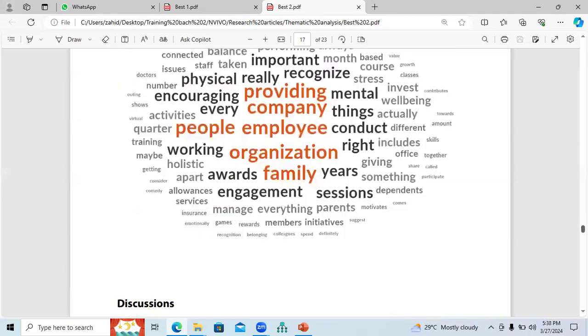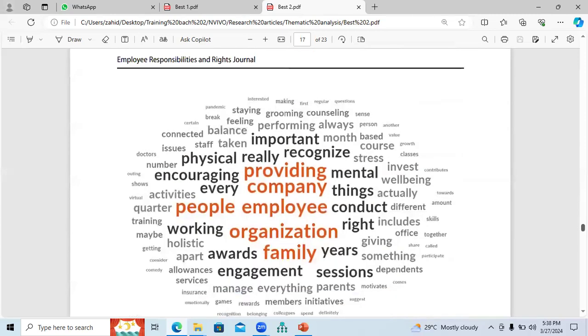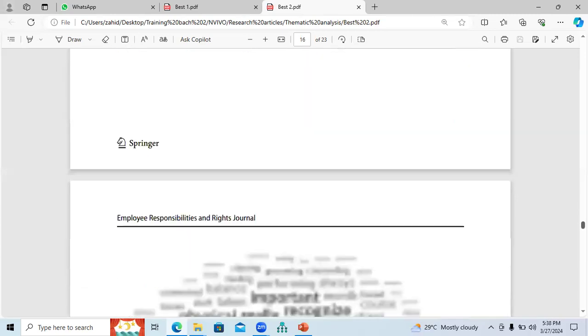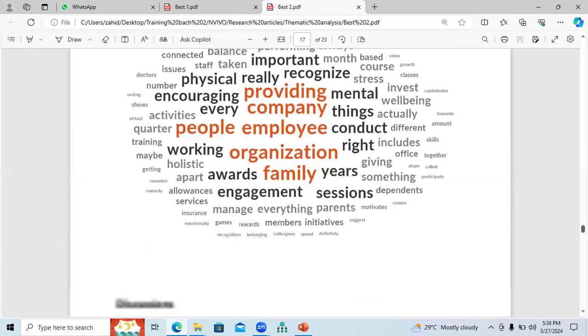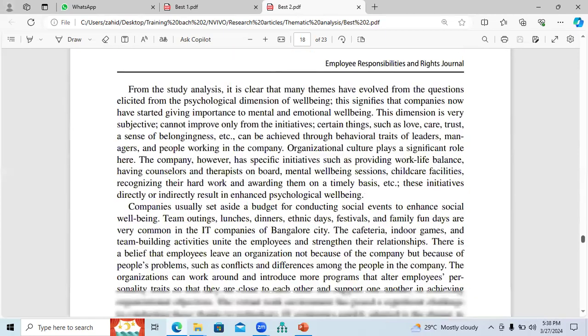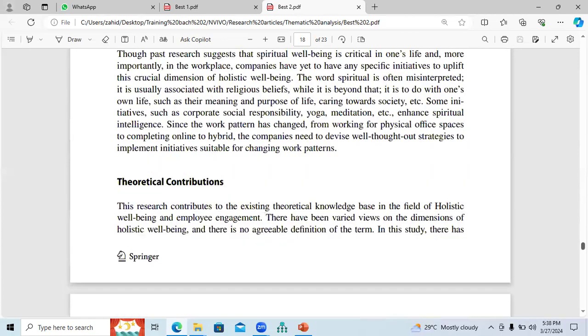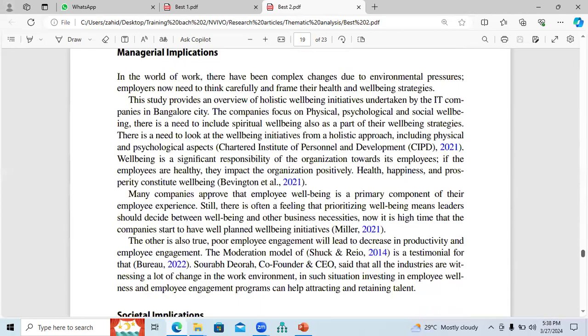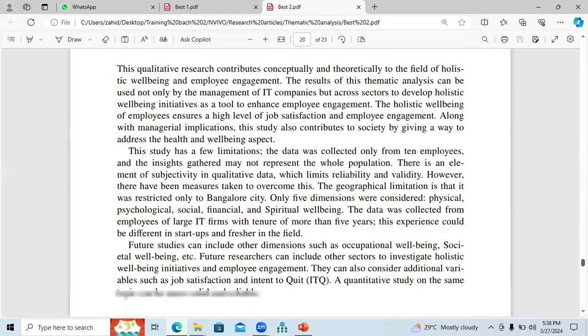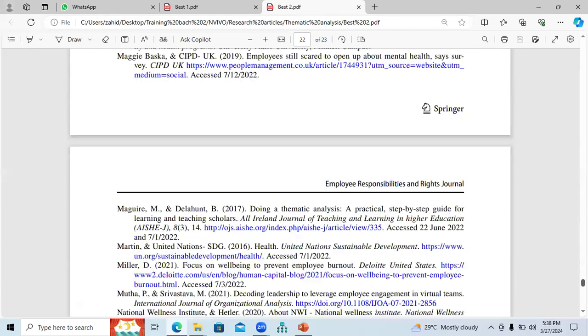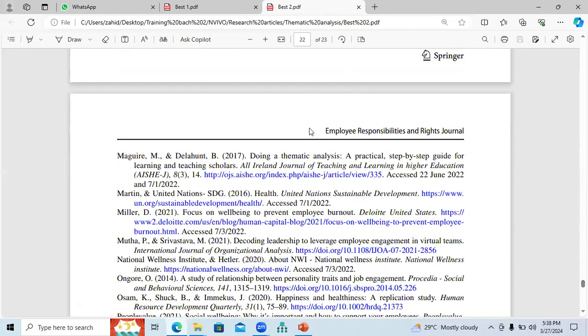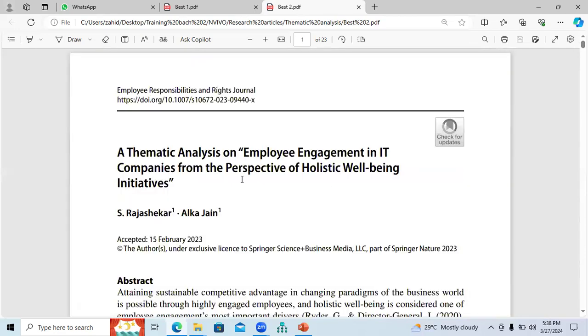We should see the findings. This is considered your word frequency, and this is the discussion part. This is the theoretical contribution, managerial contribution, and so on. I would personally suggest that you read this paper. I will share the thematic analysis on employee engagement with the participants.